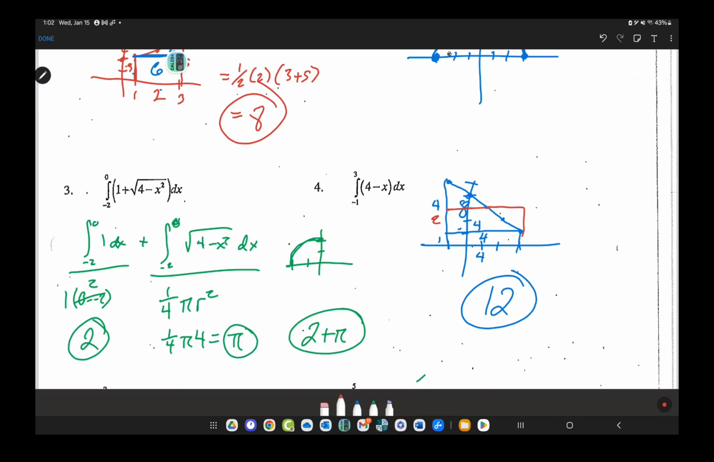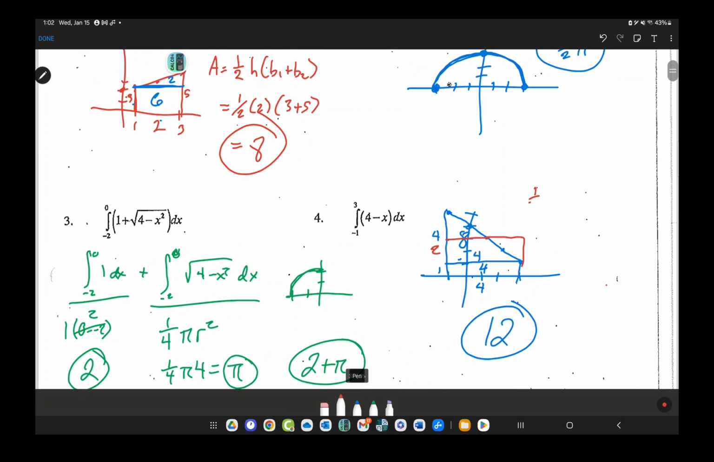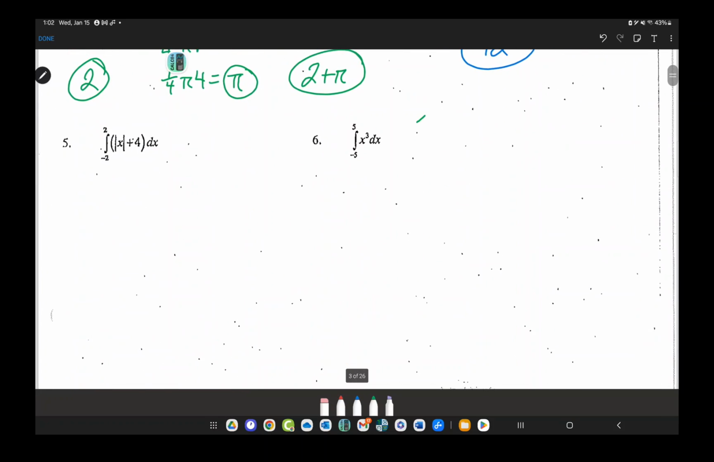You can also do 1/2 of height times base 1 plus base 2. The height here is 4, so 1/2 of 4 times this is 5 and this is 1. 5 plus 1 is 6, so 2 times 6 is 12. So yeah, many ways to do this. And what about this one?